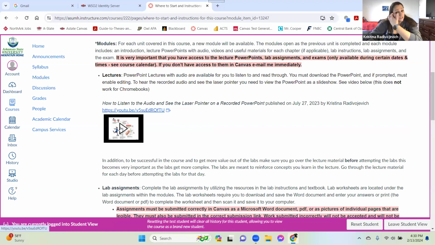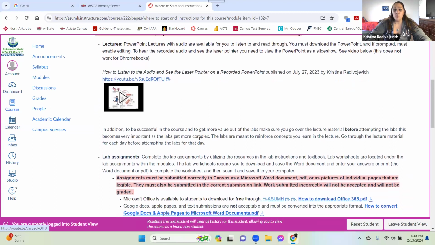All of my PowerPoints that you're going to have throughout the semester, whether it is a lecture PowerPoint or a lab PowerPoint, are going to have audio on them, and there is going to be a laser pointer. So one of the first things I would do is get familiar with how to listen to audio and see the laser pointer in a recorded PowerPoint. I will warn you, if you have a Chromebook, Chromebooks are not full computers, which means you're not going to be able to install Office onto your computer. You'll be able to use Office, but you can't install it. Because of that, the audio doesn't really work with Chromebooks. So be aware of that.